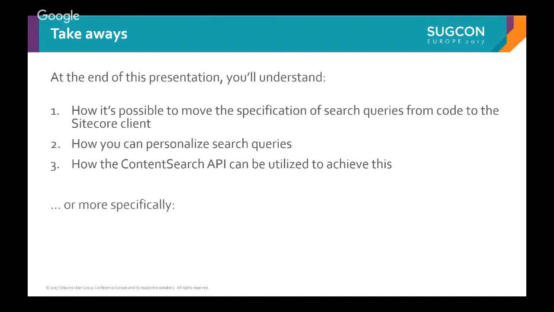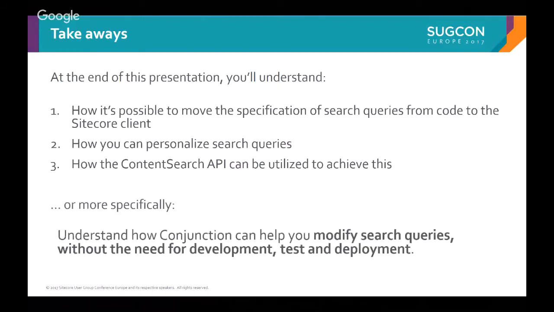To be a bit more specific, what we're going to look at is a small library that I started working on last year, and I've been working on and off on it over the past year or so, named Conjunction. What Conjunction allows you to do in a nutshell is modify search queries along with a lot of other different things without the need for doing development and testing and deployment once you have already created the base structure.